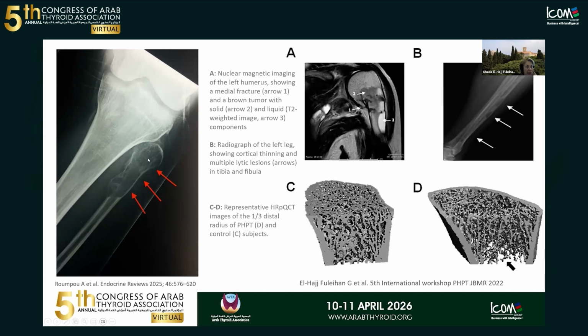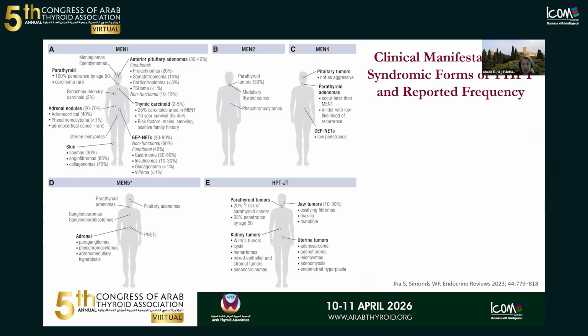These are a few x-rays. This is a classic osteitis fibrosa cystica. We rarely see this, if any. By the way, this is another beautiful review by Rumpu in Endocrine Reviews 2025. What we see here is, again, osteitis fibrosa cystica along the left leg. And this is an HRpQCT image of the 1/3 distal radius in a normal person with thick cortices and connected trabeculae, and in a person with hyperparathyroidism where the cortices are thinned out, and you can see there is a lot of disrupted trabeculae.